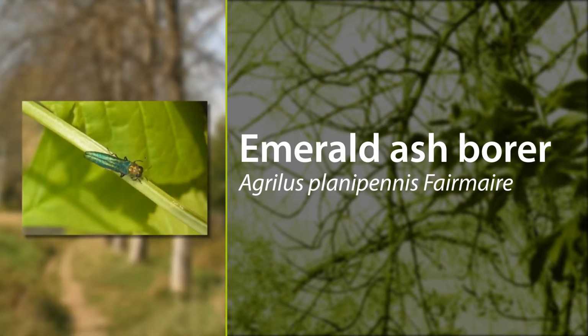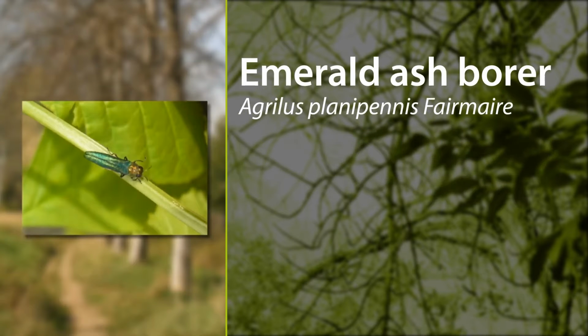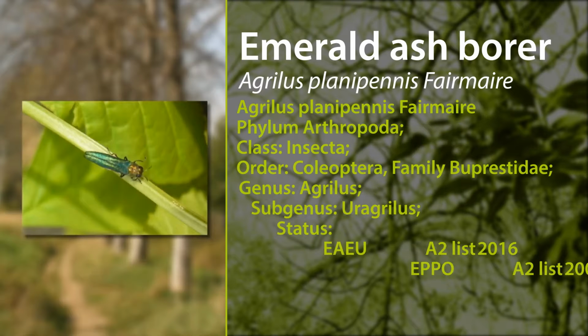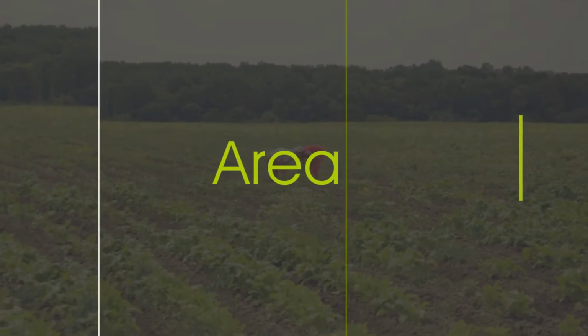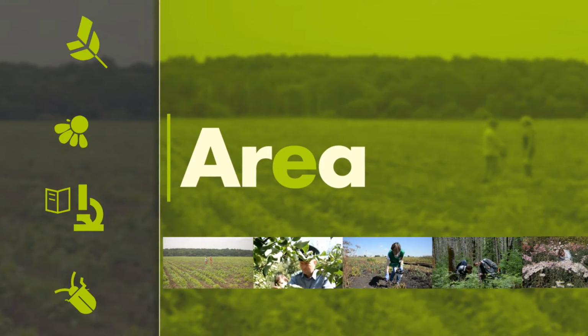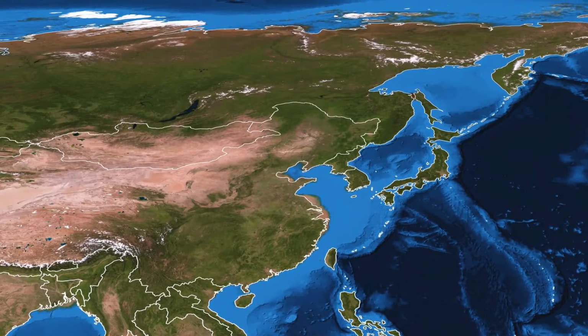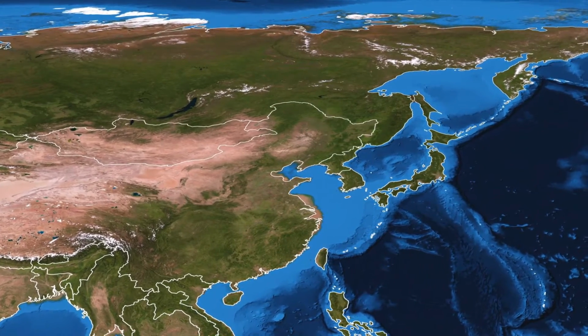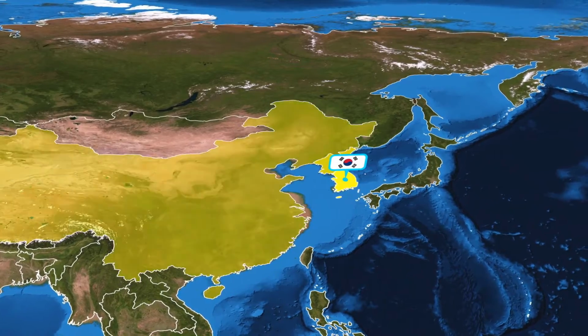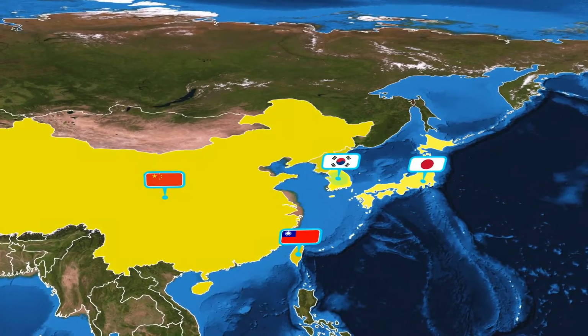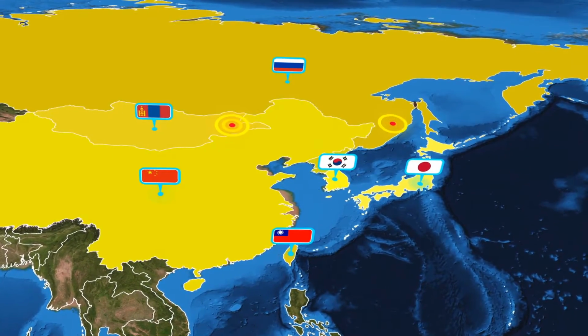Emerald ash borer, Agrilus planipennis, is an aggressive species of ash borers, an aggressive stem pest. It damages and leads to the death of different ash tree species. The initial area of emerald ash borer is the area of deciduous and mixed forests of the Korean Peninsula, China, Japan, Taiwan, the east of Mongolia, and the far east of Russia.